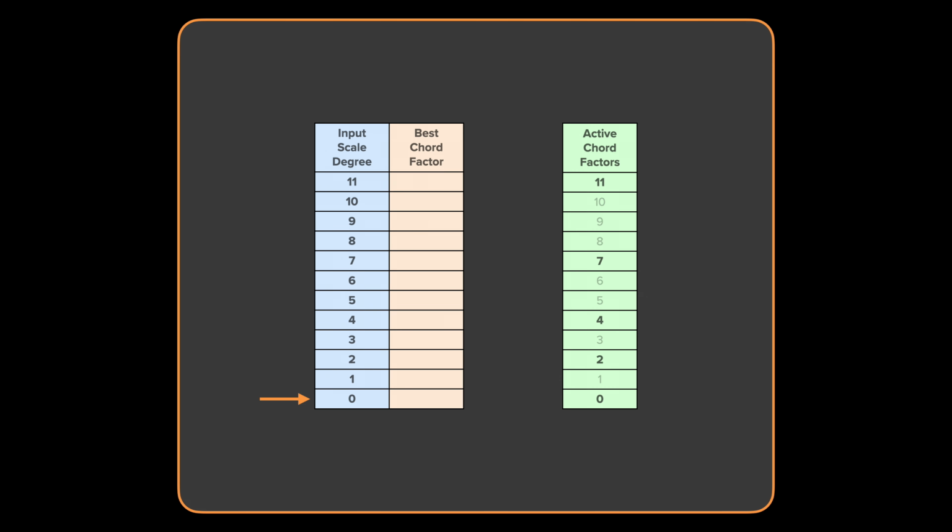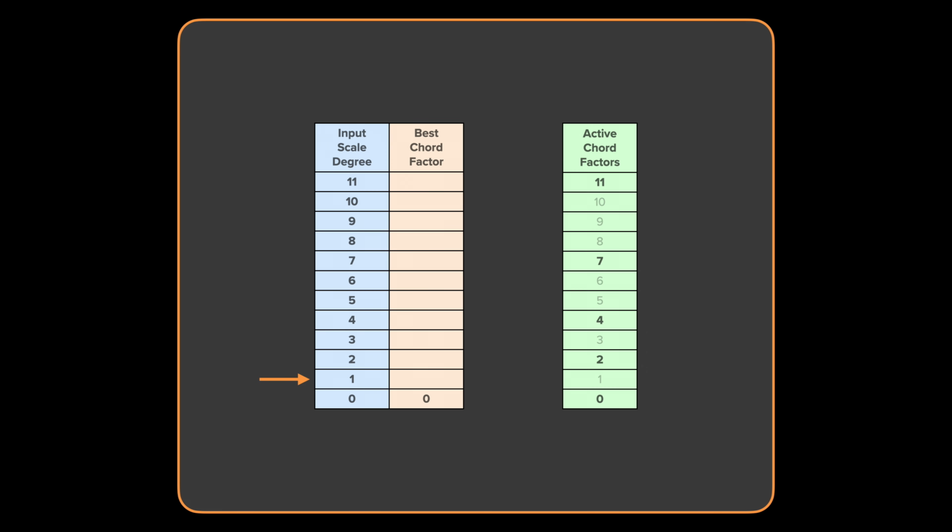Rule 1 says, if the chord factor with the same number as the scale degree is active in the harmony, play that chord factor. We're working on scale degree 0, so we'll check chord factor 0. Is chord factor 0 playing in the harmony? Yes, it's the root of the chord. So with this harmony, whenever a note with scale degree 0 arrives at the input, Harmonize will play chord factor 0. Rule 1 handles the best possible case. If you're trying to play a note that conforms to the harmony, you can't do better than to play a chord factor that is already playing in the harmony.